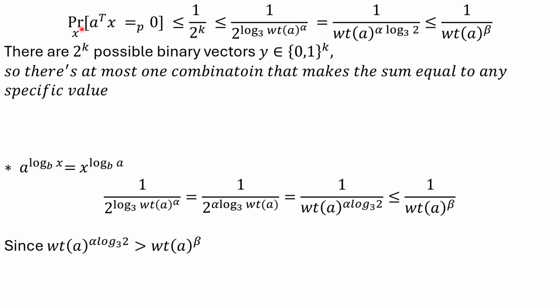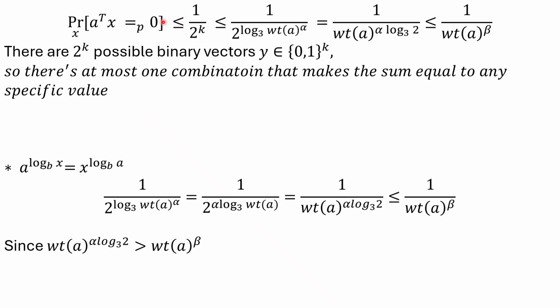First step, prove that the probability that A transpose X is equal to 0 is less than 1 divided by 2 to the K, because there are 2 to the K possible binary vectors. So there's at most one combination that makes the sum equal to any specific value. They are unique sums.